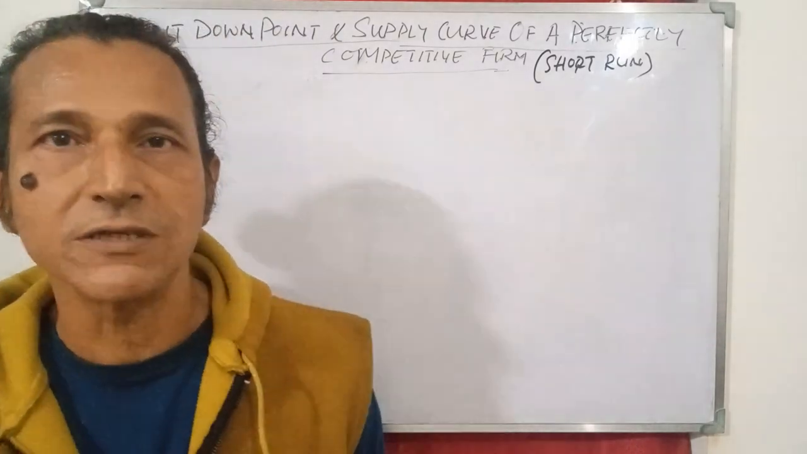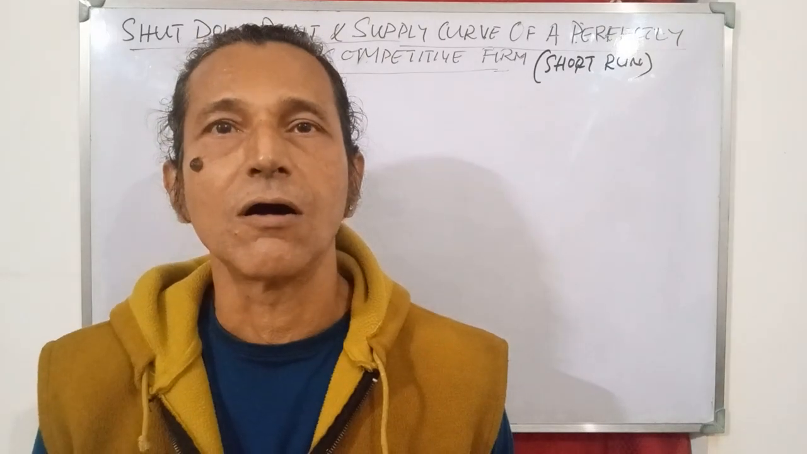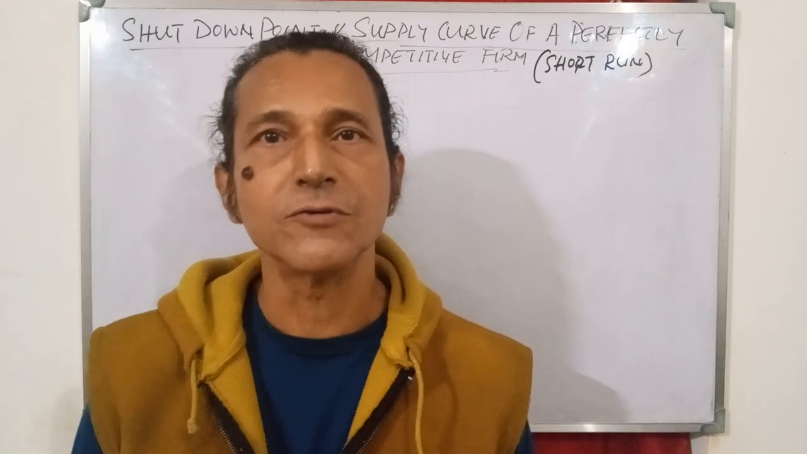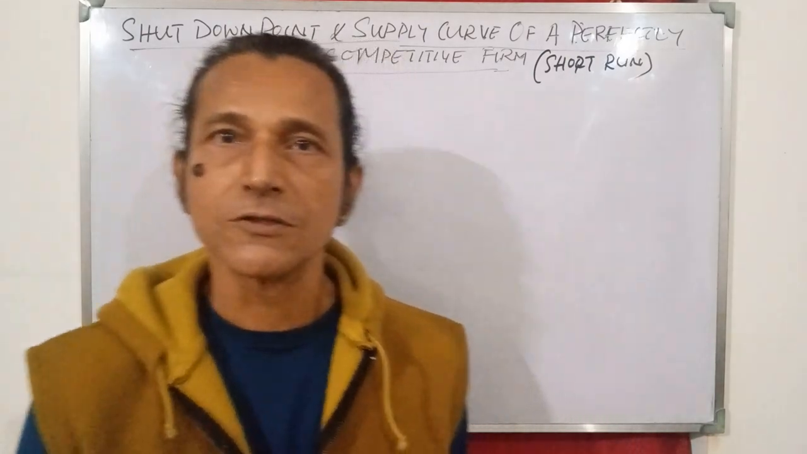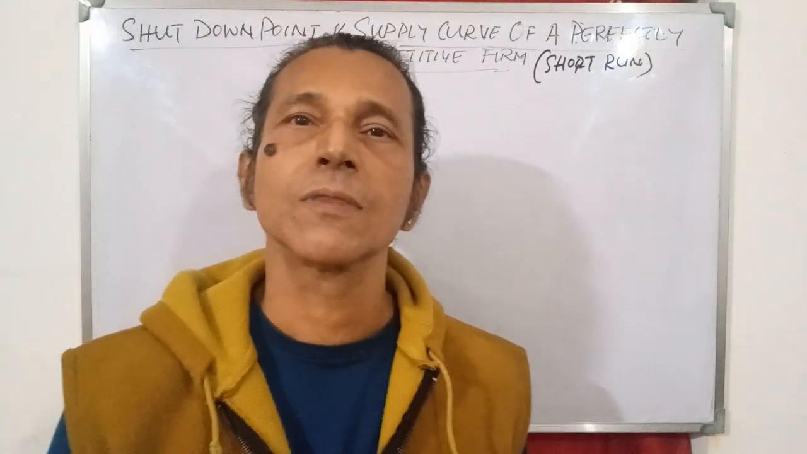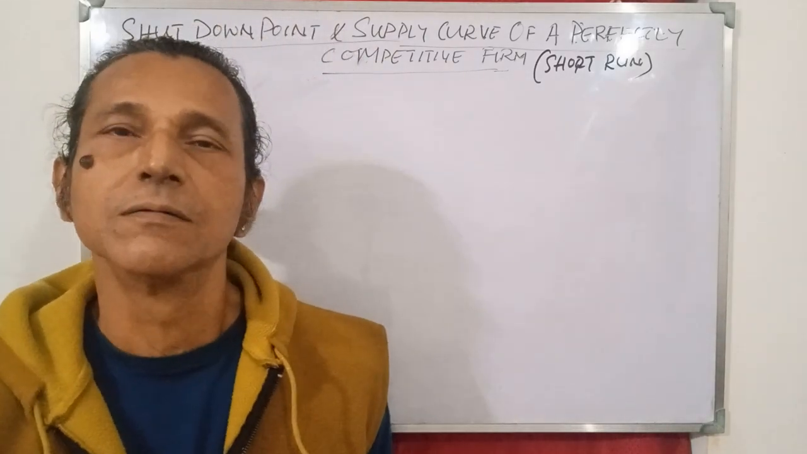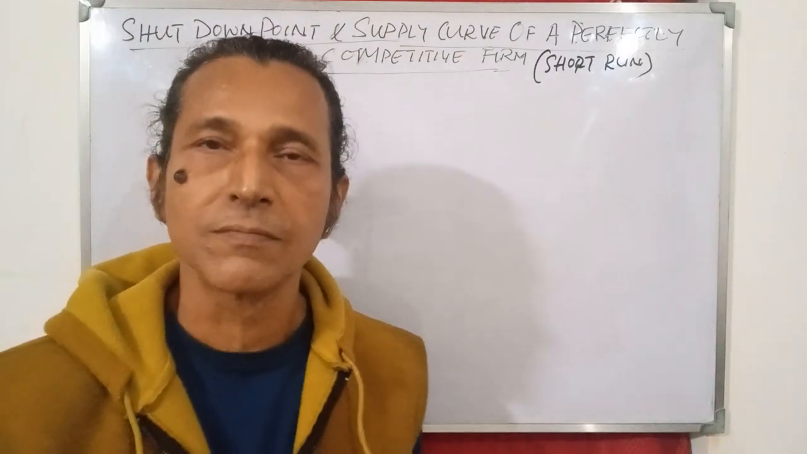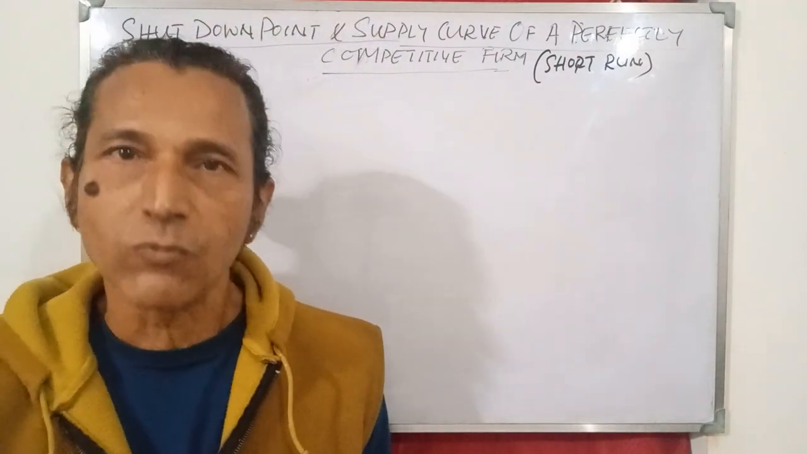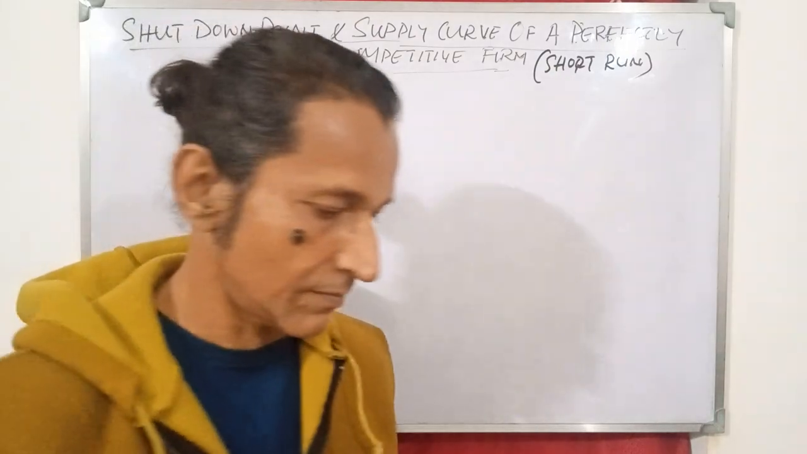In this episode, I will discuss the shutdown point and supply curve of a perfectly competitive firm in the short run. For that, we have to draw the diagram. Through this diagram, I will show which is the shutdown point of a perfectly competitive firm. That means at which point the firm would shut down, that is, the firm would stop producing anything, and what is the supply curve of the perfectly competitive firm in the short run.